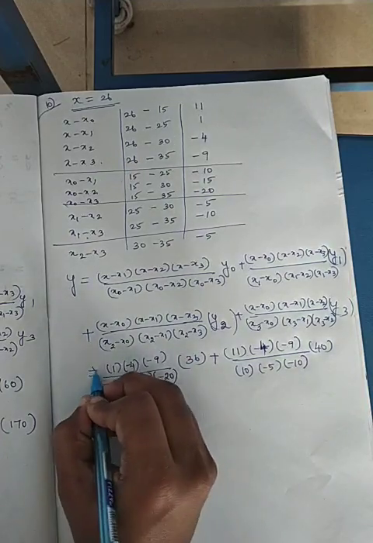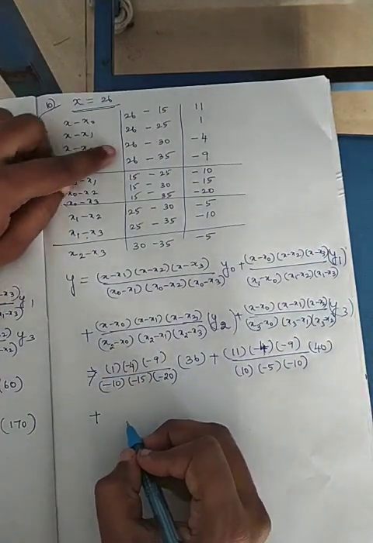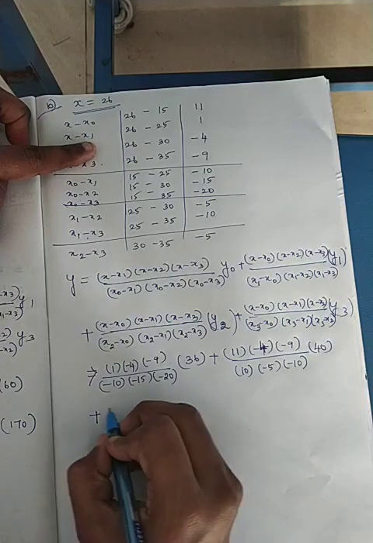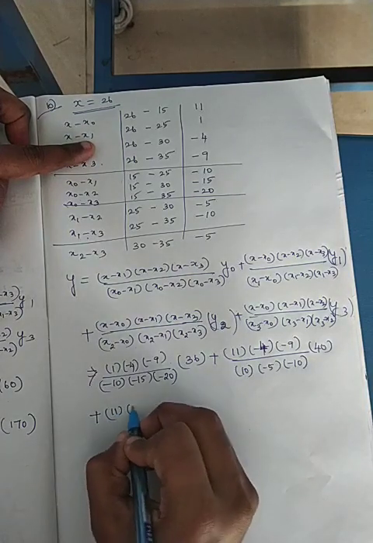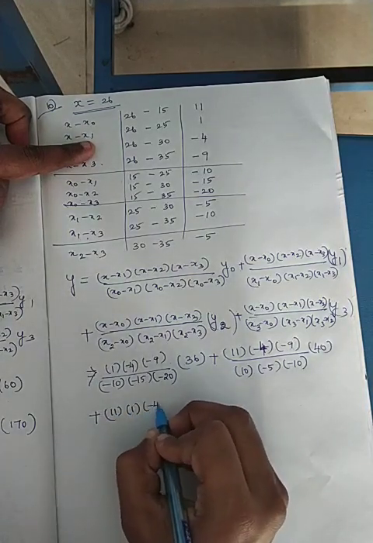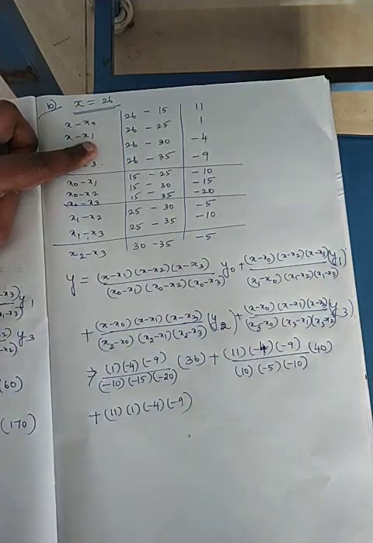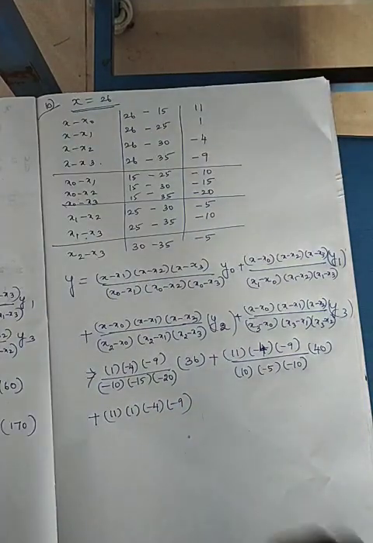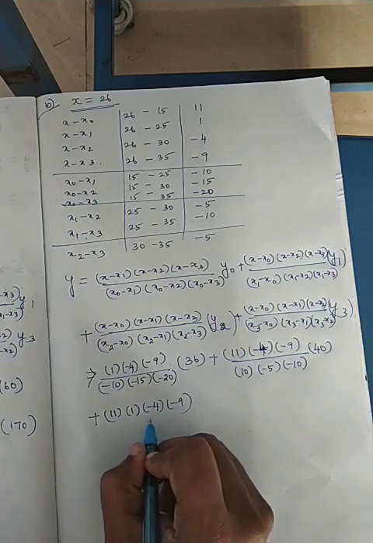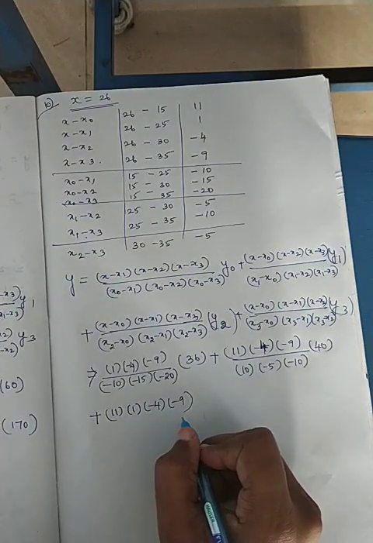So plus. Okay, what will be my leftovers in the two terms? Leave x2. So 11 into 1 into minus 4 into minus 9.